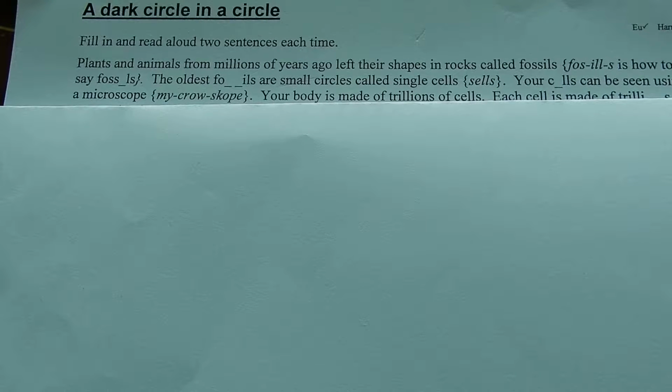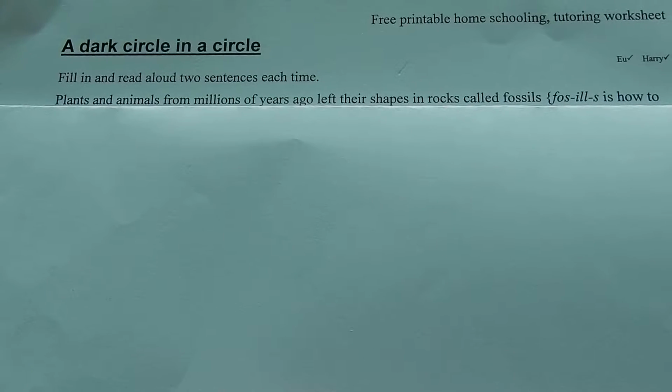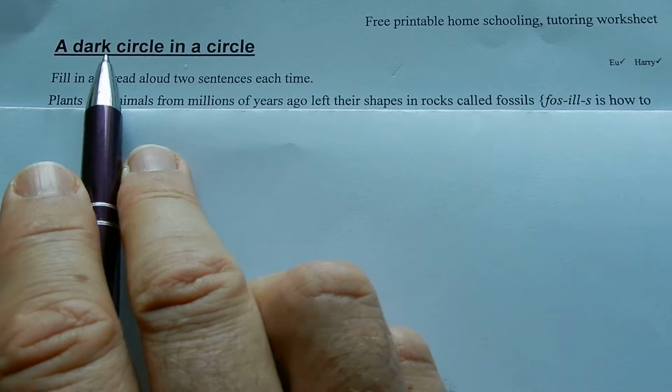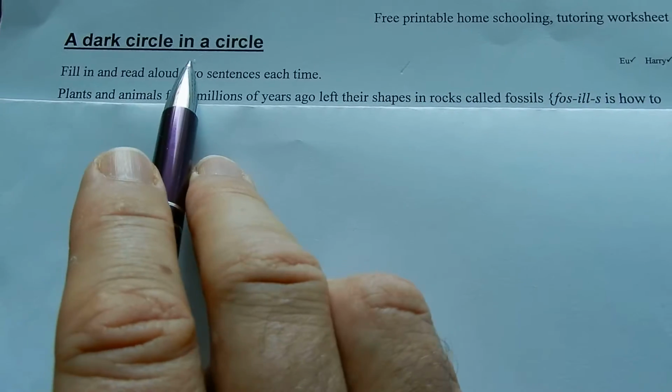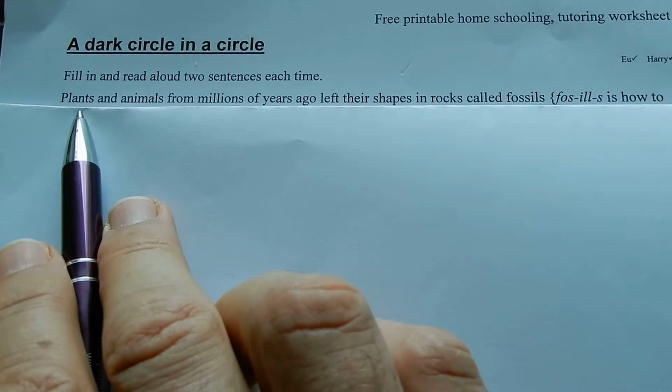A dark circle, inner circle. Bacteria, plants and animals all do this. And funguses. Bacteria don't have the nucleus, the dark circle, inner circle. Bacteria just have circle. Most of them anyway.